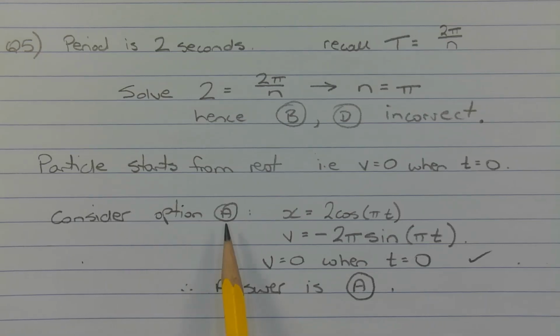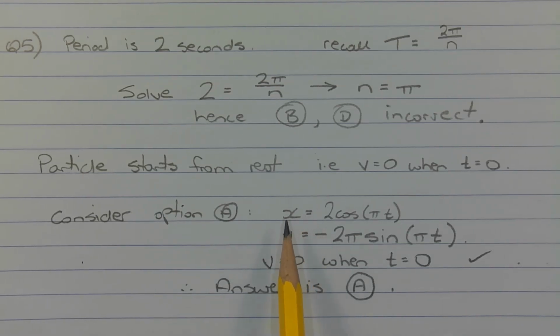So if we consider option A, the displacement equation involves cosine. So x equals 2 times cos of pi t. When we differentiate this equation with respect to t, we end up with an equation involving sine. And we know that sine of 0 gives us 0, which is ideal.